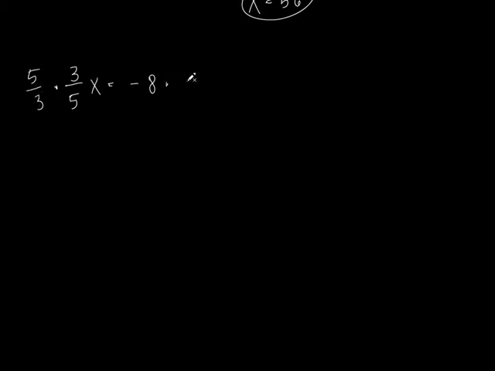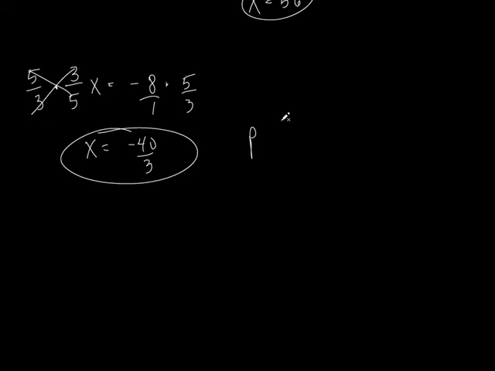So I'll show it to you. Just wait. My goodness. So watch what happens. They cancel out. So x is negative 40 over 3. That's the answer.